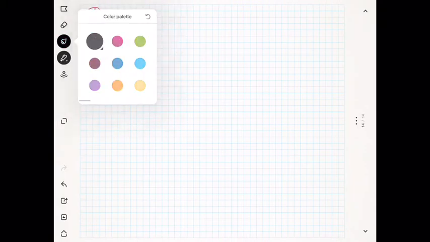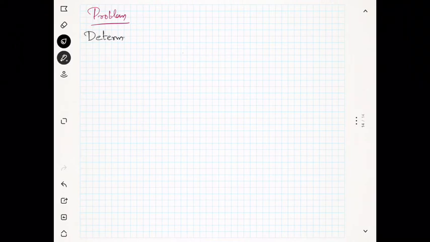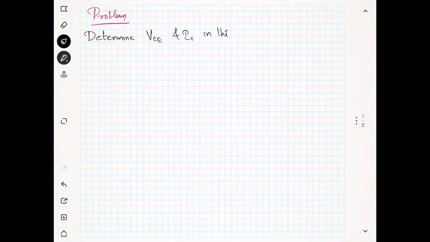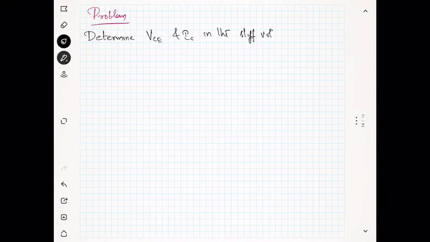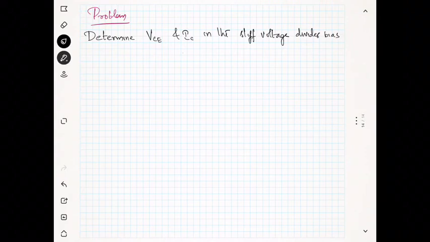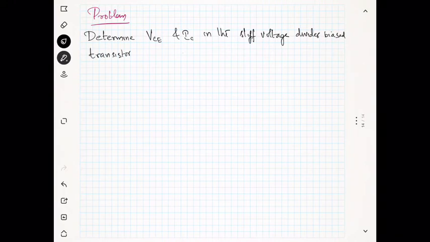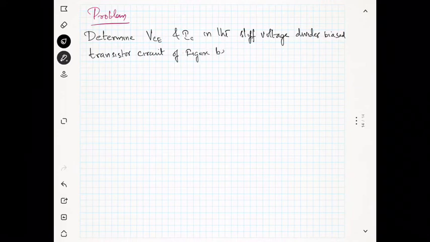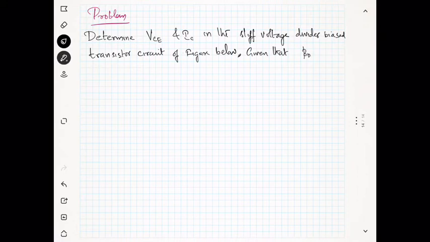So the problem: the question is to determine VCE and IC in the stiff voltage divider biased transistor circuit of the figure below, and it is given that beta DC is equal to 100.